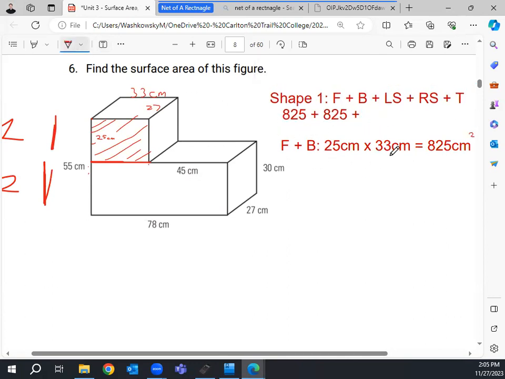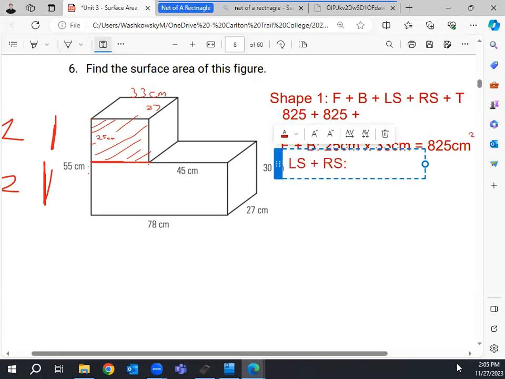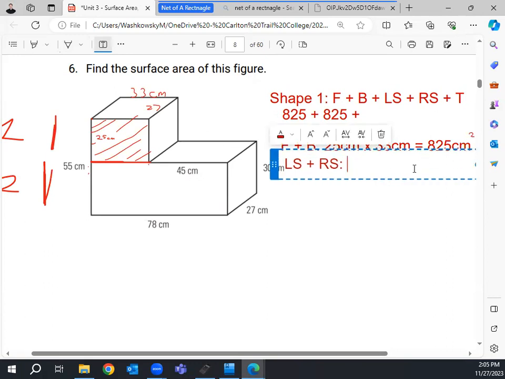So I've done the front and the back. Now I need to do the left side and the right side, or the sides. Left side plus right side. Again, that's just how I prefer doing it. You might have a different way of doing that, and that's okay.